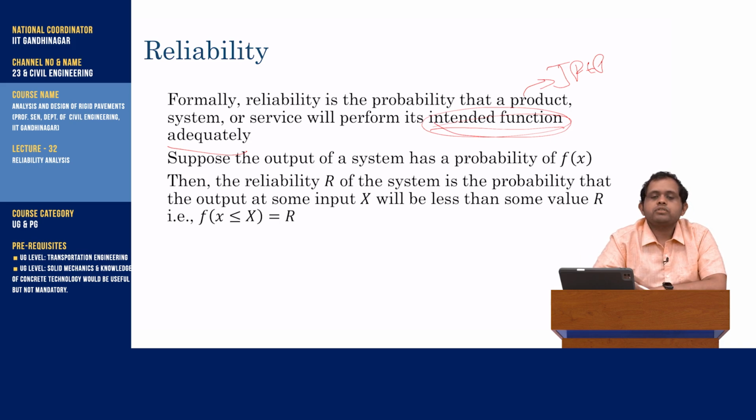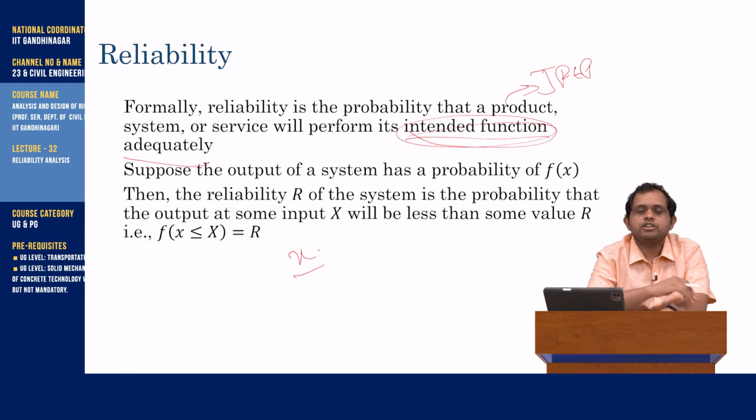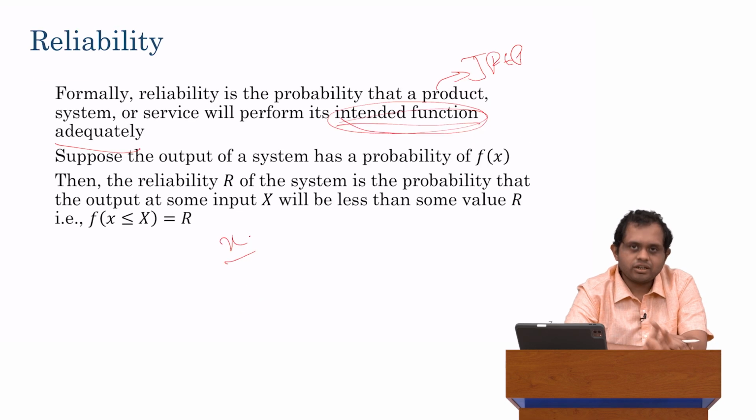Suppose that the output of a system has a probability of x. That means if we give it an input of x. Now, by the way, x here, I'm just writing it as one variable. It could actually be a series of variables, right? So if I put an x bar down here, it turns it into a vector. So it doesn't have to be x as one scalar value. It could be a vector of inputs also.